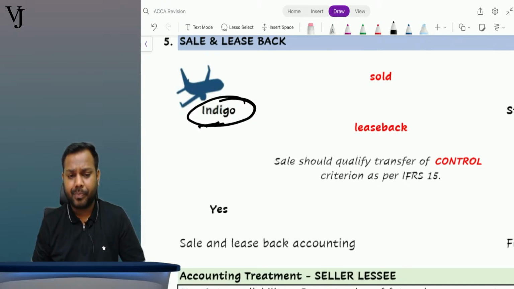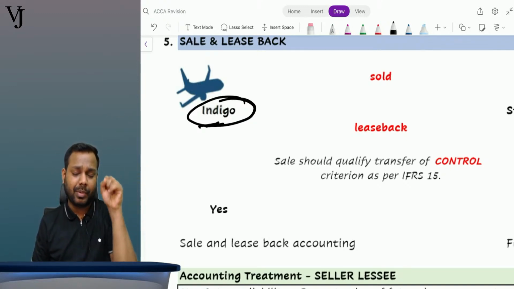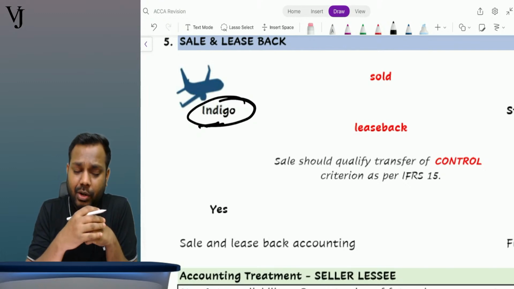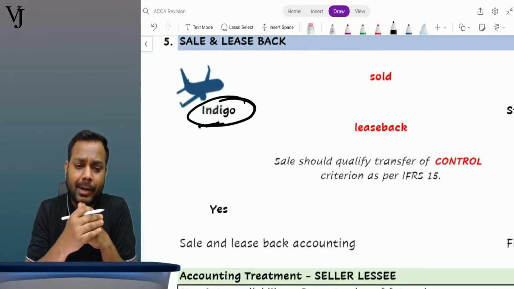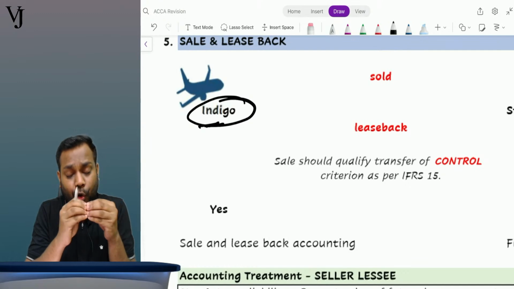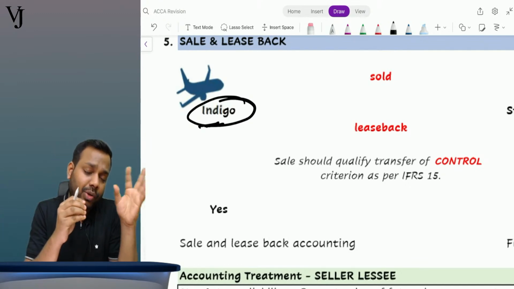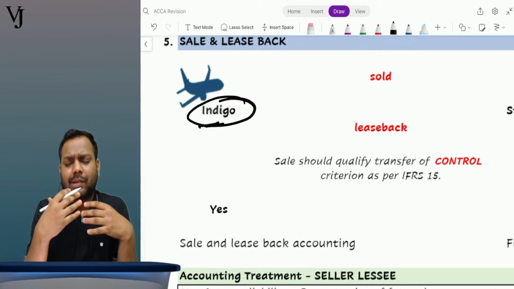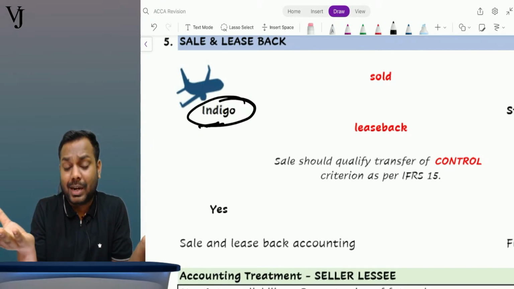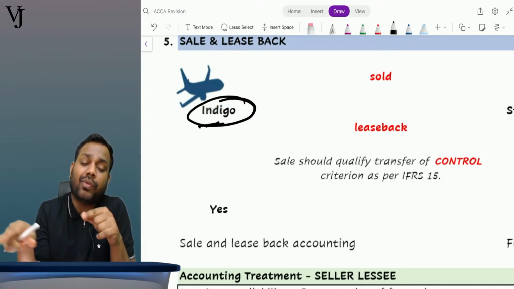So what Indigo did, Indigo purchased the asset from the German company. Now the challenge with Indigo was, definitely Indigo had the asset, the flights, but Indigo had a cash crunch. So what Indigo did was, Indigo sold the flight to the bank and repaid the amount to the German company. Okay, so the cash crunch is resolved now, but again I don't have the asset. So what it did is it took the flights on lease from the bank.